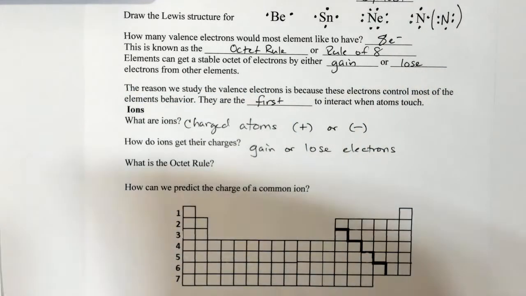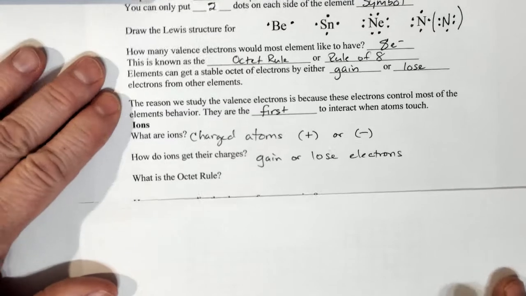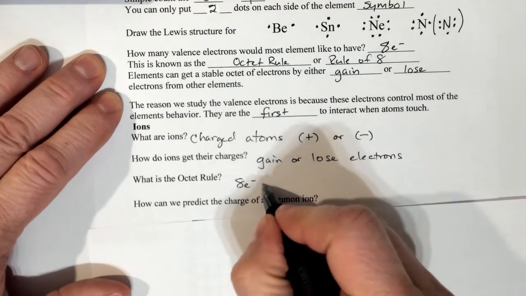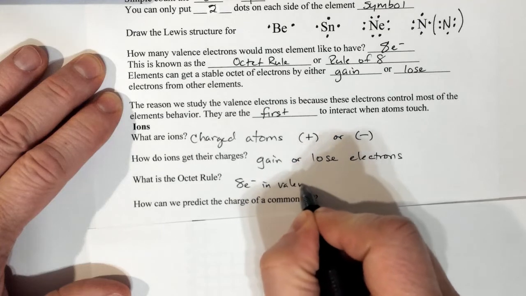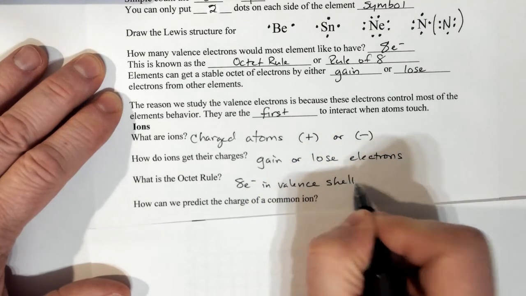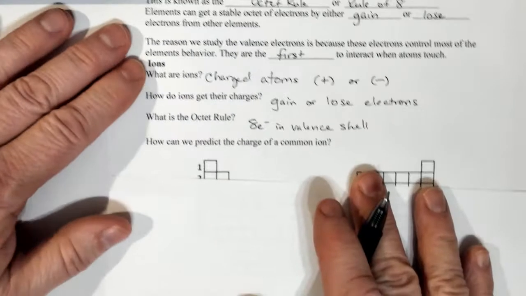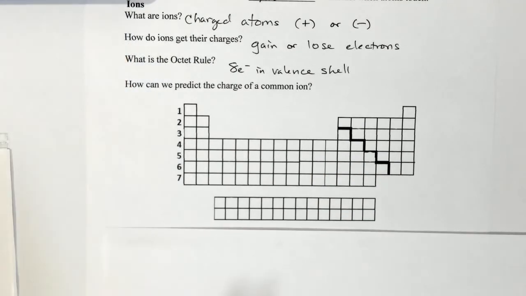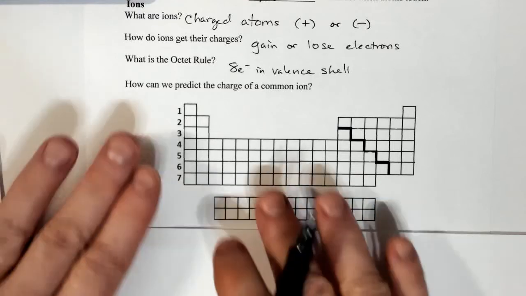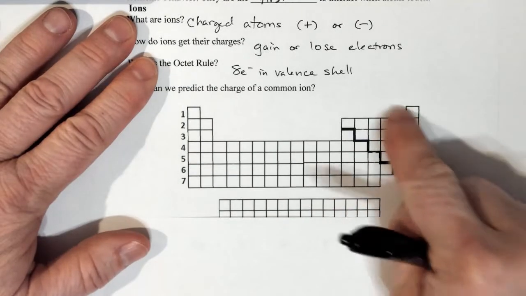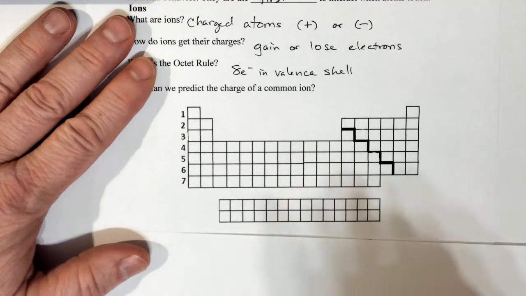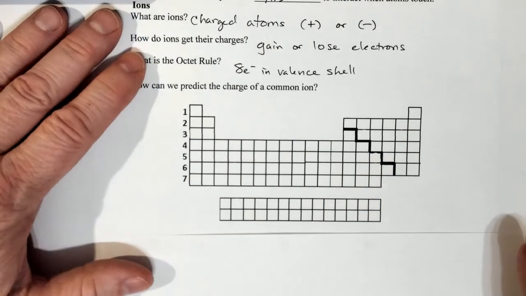So let's move on. We talked about the octet rule above. It means 8 electrons in the valence shell. Okay? And that's very important to know. And what we want to talk about is, how can we predict? Let's look at a basic periodic table here. Okay, I've shrunk it down. We have the non-metal area and the metal area. Okay? And we're going to talk about the most common ions.